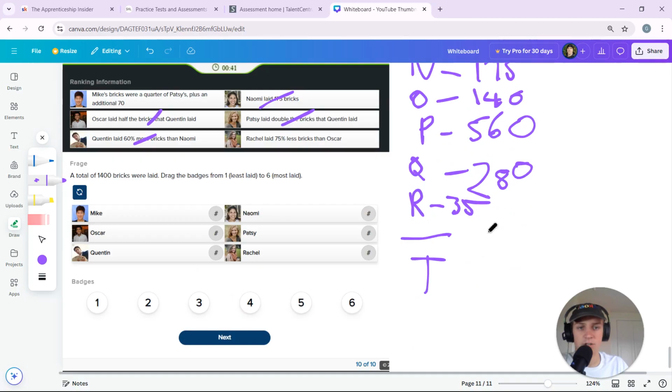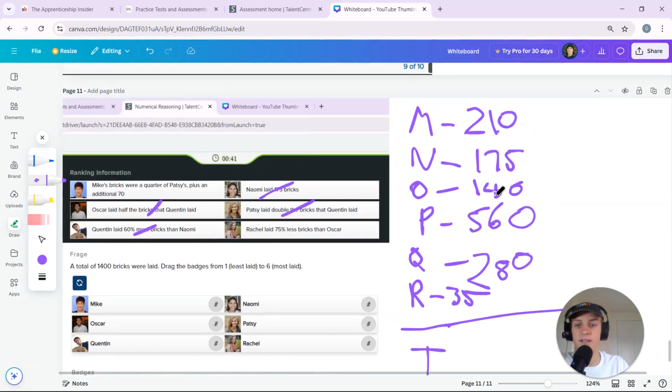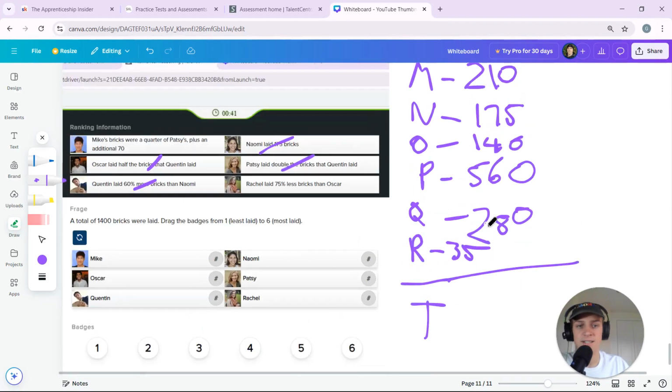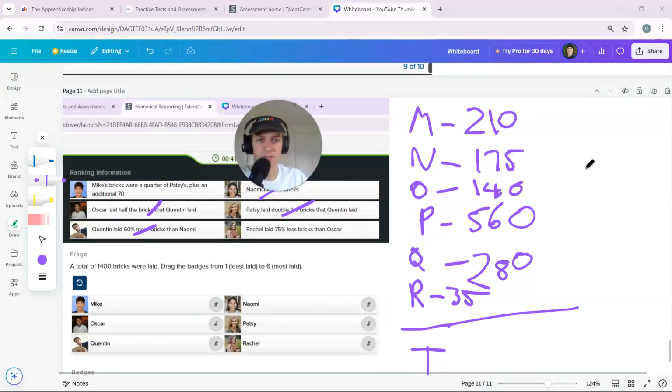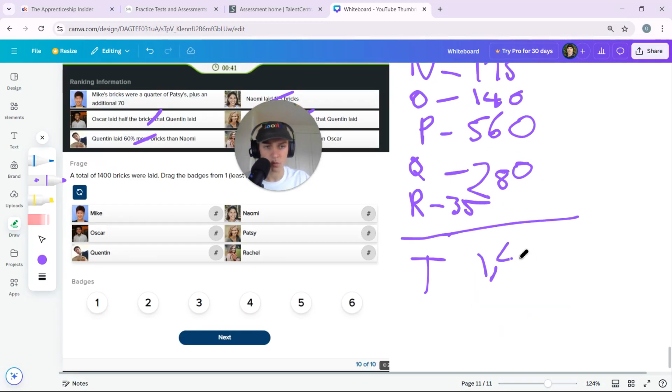Now, guess what? Same as the last question, we're going to do the same thing. We've got all our answers now. So in theory, we could just go and answer the question, but you just want to check, okay? So what you're going to do is add up all of these ones here. So 210 plus 175 plus 140 plus 560 plus 280 plus 35. So I got my answer as 1,400 once I added these all up.